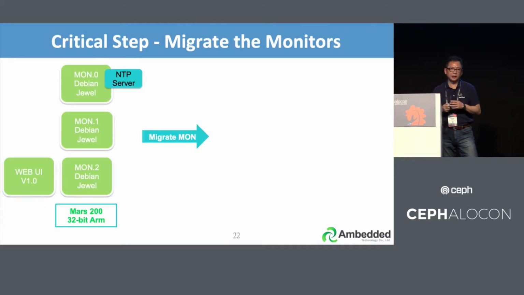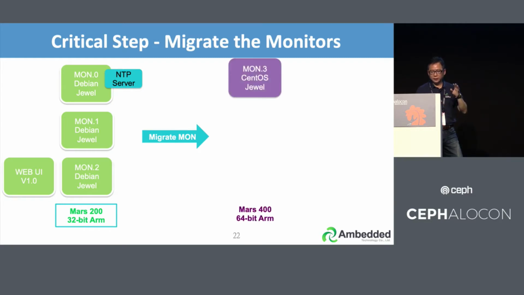To make this easier to understand, I use this to explain. So in the beginning, we have 3 monitors in Jewel and the old web-based UI. And also important is that NTP is running on one of the monitors. To migrate this, we first add one new monitor on CentOS, but it is the Jewel version. We add another one, so now we totally have 5 Jewel monitors in a cluster.